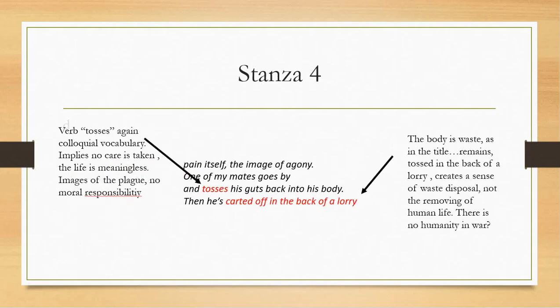And then we move to stanza 4. Now this stanza, it reminds me of kind of the bin wagons outside. It reminds me of kind of images we see of the bubonic plague with the bodies being chucked on the carts. So the verb tosses his guts back into his body. Again, this kind of verb, it's colloquial language, tosses his guts back into his body. It implies there's no care taken. This life is meaningless. The looter's life is the remains.